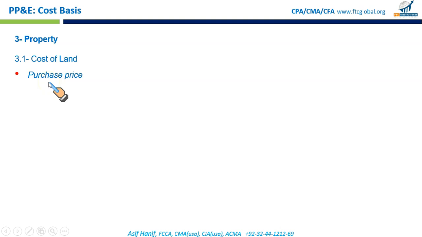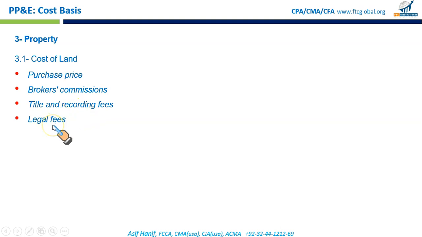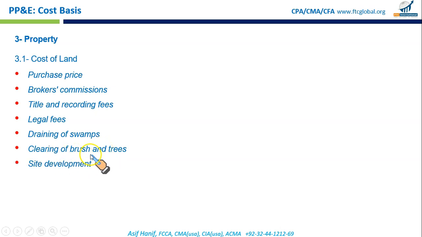So what it would include: first, the purchase price, the amount we pay to buy the land, then broker's commission, the fee we pay to real estate brokers who helped in this transaction, title and recording fee, costs relating to legally transferring ownership of the land from the seller to you, the buyer, legal fees paid to lawyers involved in the purchase process, draining swamps, any costs associated with making the land suitable for building, any expenses to clear the land to make it ready for construction, clearing of brush and trees. Site development, these are the costs related to preparing the land, like leveling it or maybe grading it for construction.